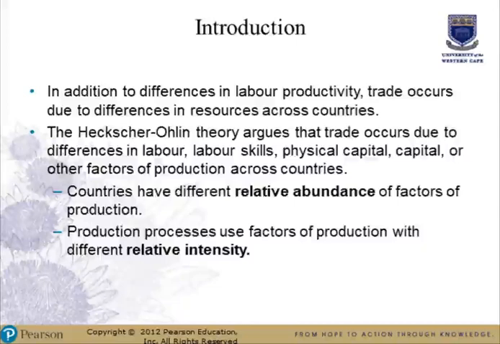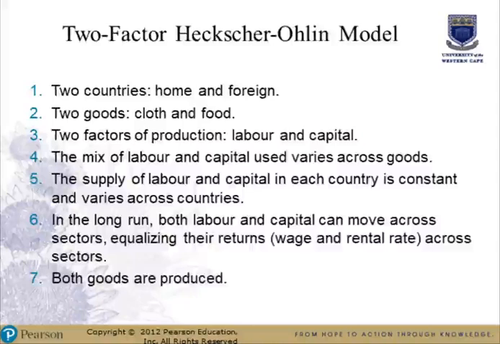And then the fifth assumption is that the supply of labor and capital in each country is constant and varies across countries. The sixth assumption is that in the long run, both labor and capital can move across sectors, equalizing their return. The seventh assumption is that both goods are produced. These assumptions are important as they guide us in understanding the model.